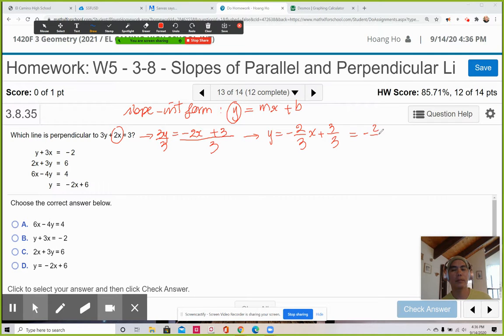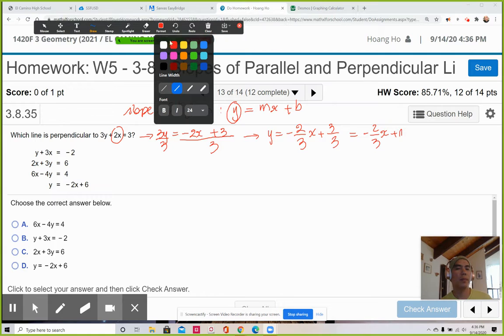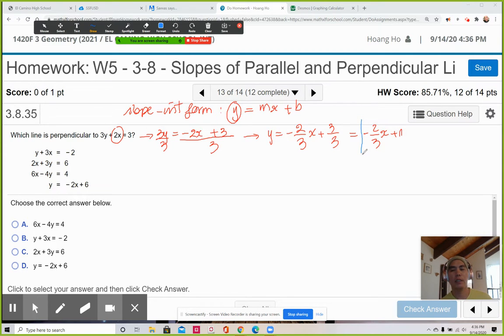Okay. So all you care about is the slope. So the slope here is negative 2 over 3. Now they give you the options. Which one? If you want to find one of these lines perpendicular, the slope has to be the opposite, negative reciprocal. So you want any of the lines to have the slope 3 over 2. Then the two lines are perpendicular. So let's go find that.